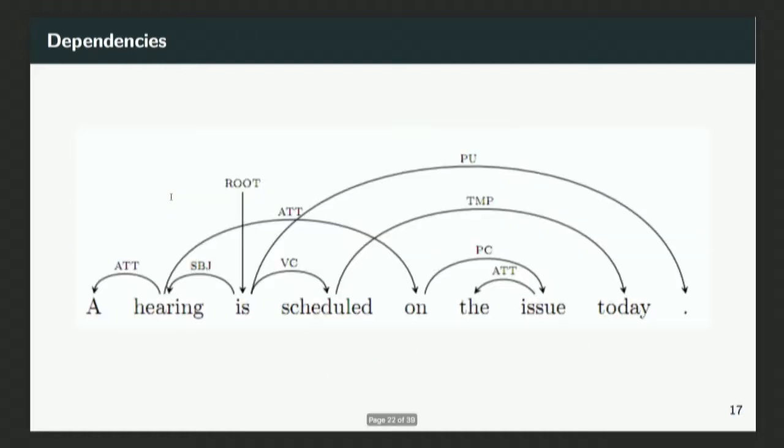So what's a dependency? It's essentially linking the words in a sentence to one another based on their grammatical relationships. A canonical example would be attaching adjectives to the nouns that they describe or adverbs to the verbs that they describe. They can be very useful for doing text analysis.